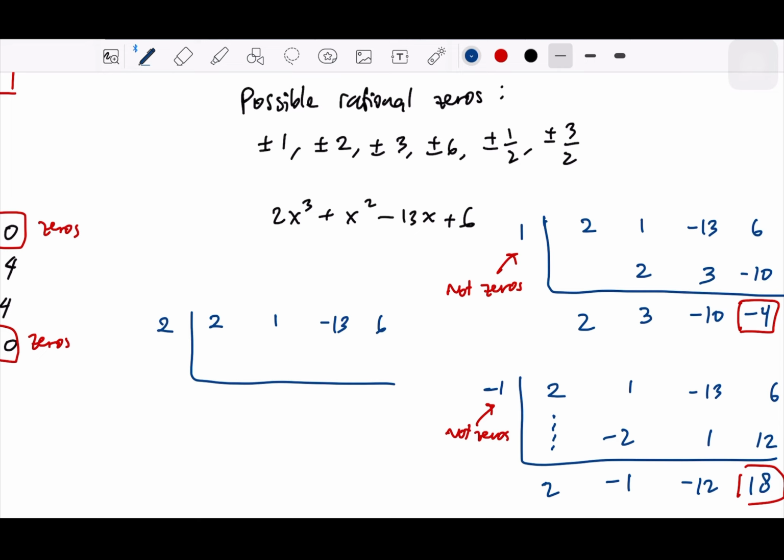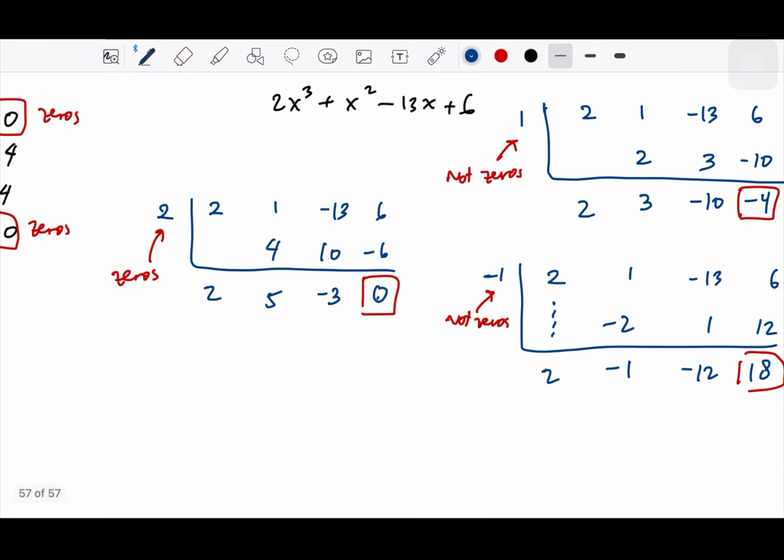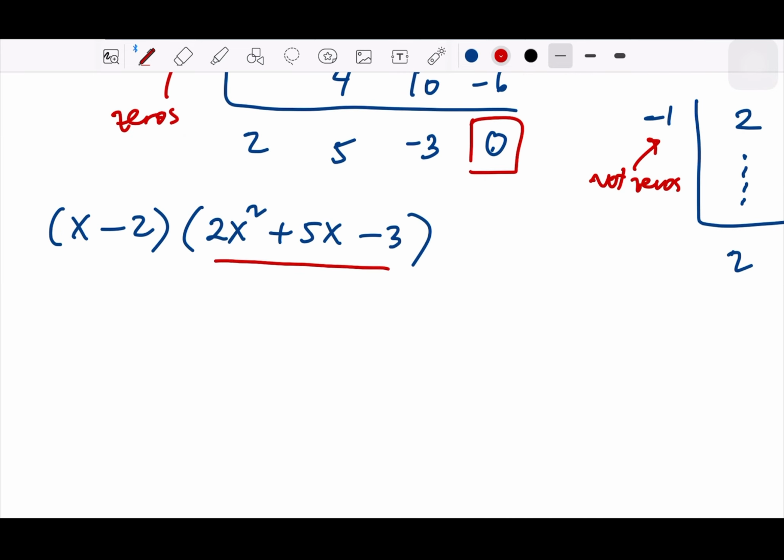So maybe you take 2. This is zeros. So this is zeros. After we get this is zeros, which means we can make this a 0. So we could take the result of the quotient, which is 2x squared plus 5x minus 3. So we will have these equations.